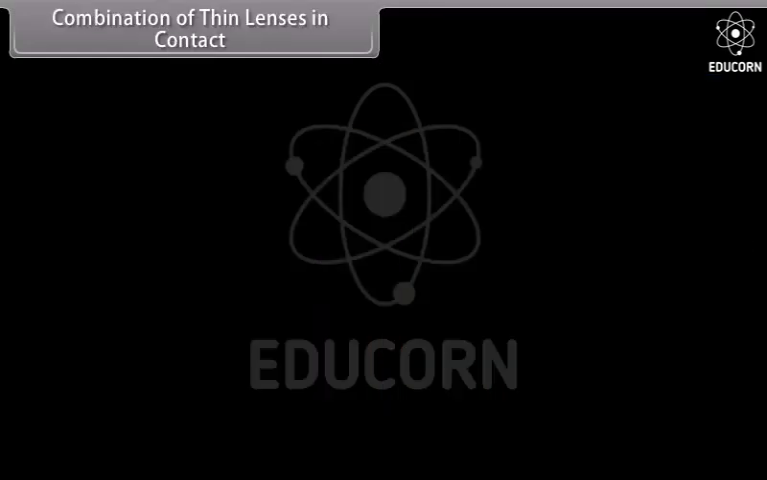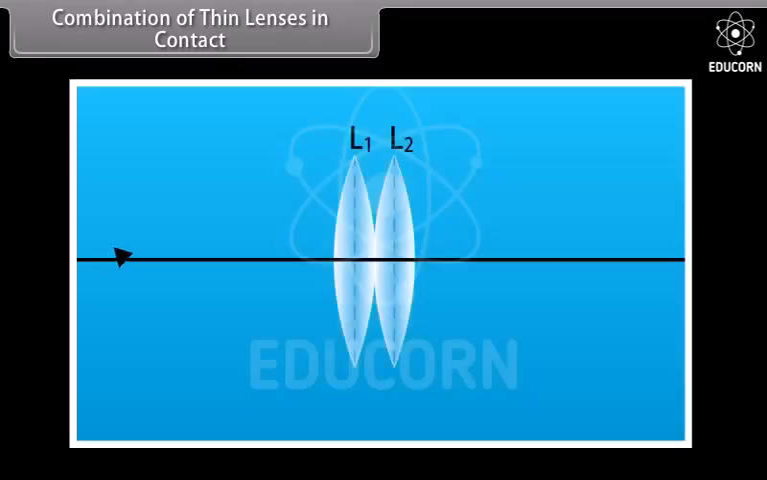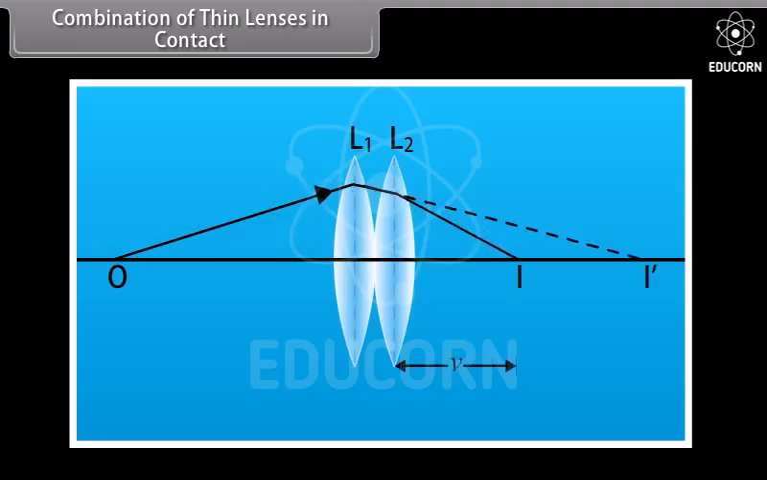Combination of thin lenses in contact. Suppose two thin convex lenses L1 and L2 are placed in contact in such a way that they have the same common axis. The focal lengths of the lenses are f1 and f2 respectively, and the medium is the same on both sides of the lenses. O is a point object on the principal axis at a distance u from the first lens, L1. The lens L1 deviates the rays towards I.